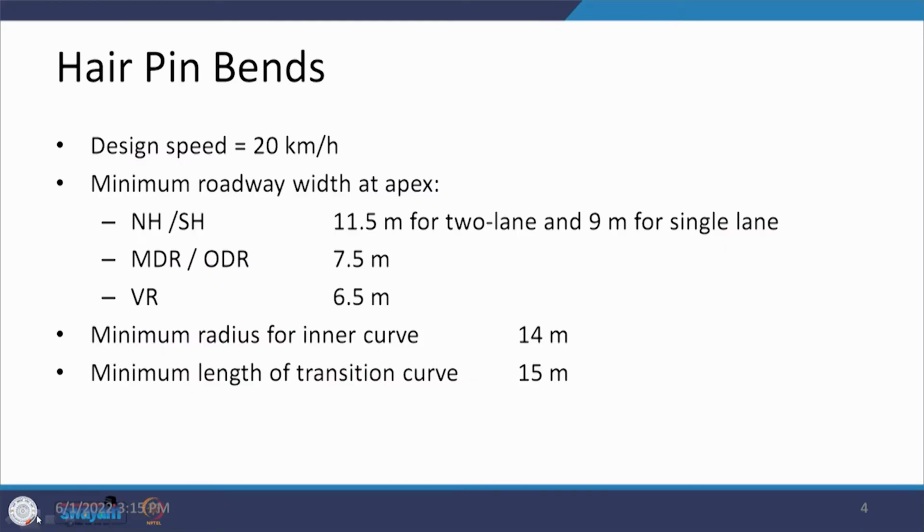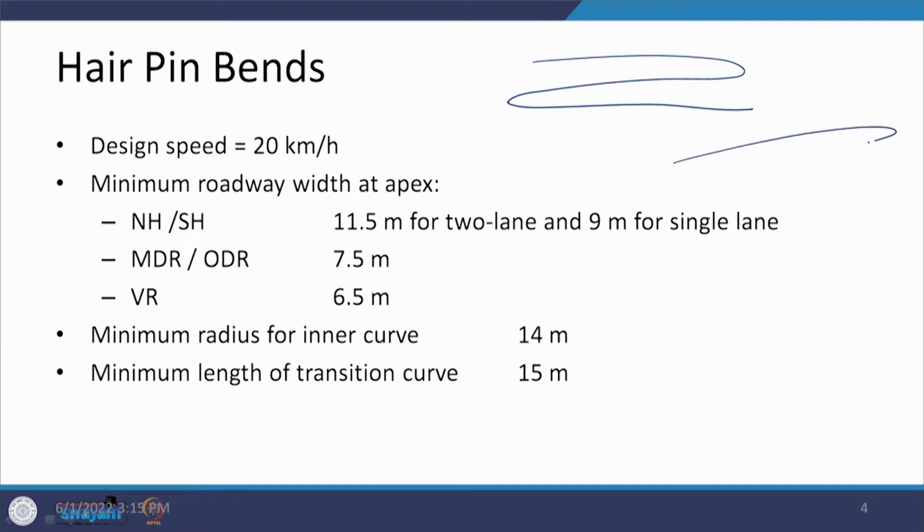In the case of hairpin bends, I am giving you the salient features here. A hairpin bend can be something like this, and the word arose because this is a type of pin which is used by ladies in their hair. So, the name comes as a hairpin bend. Now, for these the speed is going to be 20 kilometers per hour, and when you are developing it as a highway, the total cross section is going to be there.